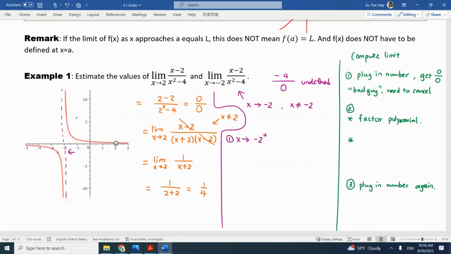Well, in this case, the x plus 2 will go to 0 from the right. Okay, why is that? Well, when x goes to -2 from the right, it means x is greater than -2. Do you agree? And when you add 2 on both sides, you get x plus 2 is greater than 0. Is that okay, everybody? So x plus 2 goes to 0, but it's greater than 0. So you go to 0 from the positive side. Okay, everybody?